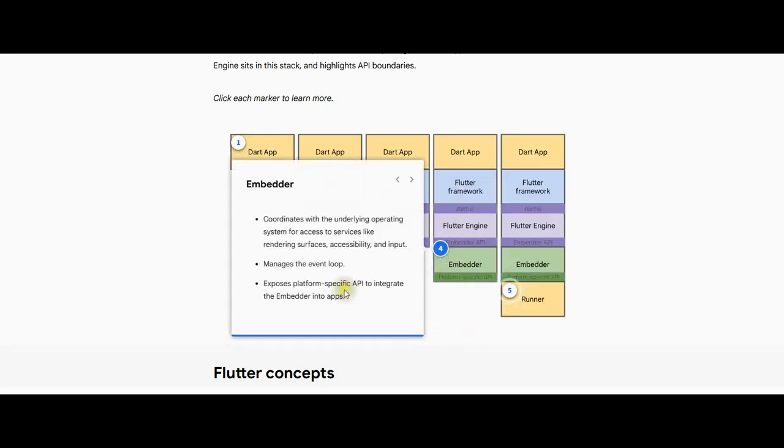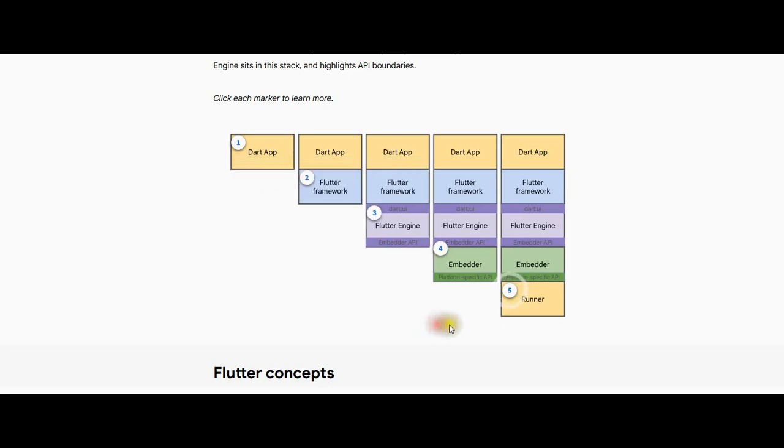Next, go to the embedder layer. So the embedder coordinates with the underlying operating system, for access to services like rendering, surface, accessibility, and input. It manages the event loop and exposes a platform-specific API to integrate the embedder into an app.